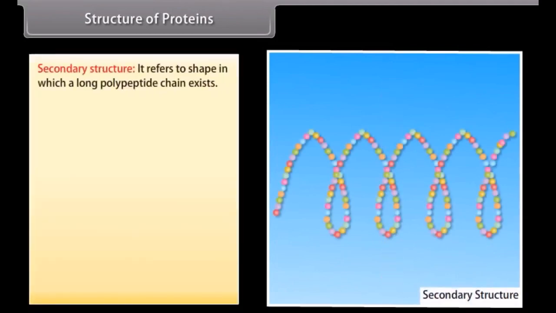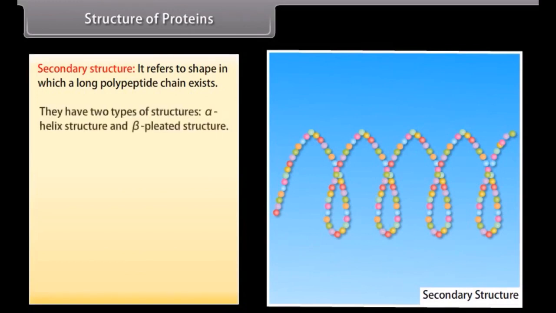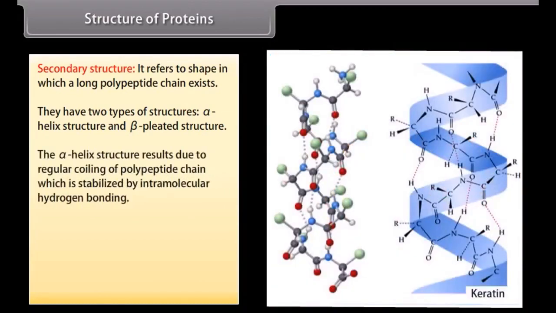Secondary structure. It refers to the shape in which a long polypeptide chain exists. They have two types of structures, alpha helix structure and beta pleated structure. The alpha helix structure results due to regular coiling of the polypeptide chain, which is stabilized by intramolecular hydrogen bonding.